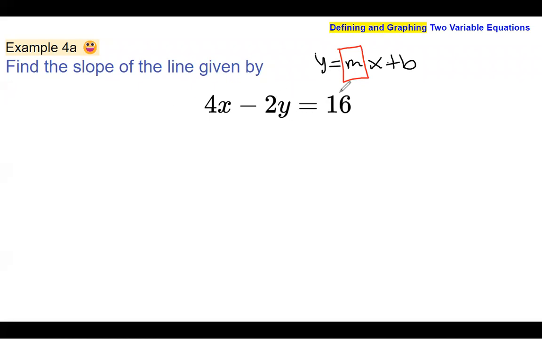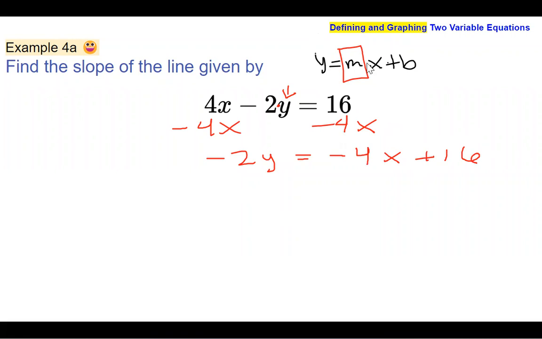So how do I isolate y? What's happening to my y? I'm multiplying it by -2, and guys, I need it quiet, please. And I'm adding 4x, so my inverse would be to subtract 4x on both sides. My left side now has -2y equals, and I'm going to rewrite this so that my x term is first: -4x plus 16.